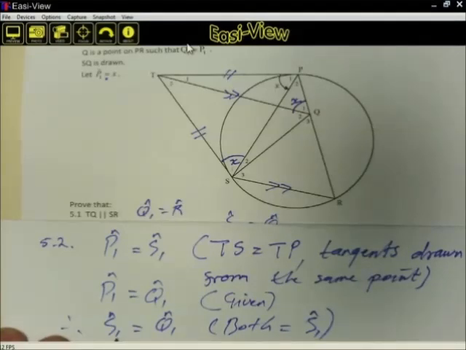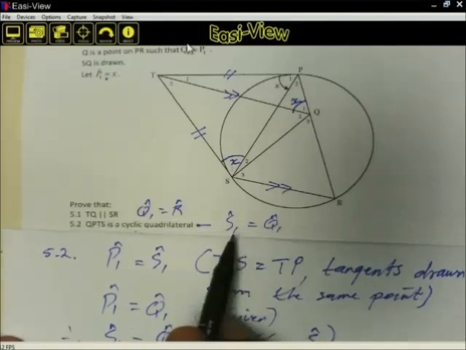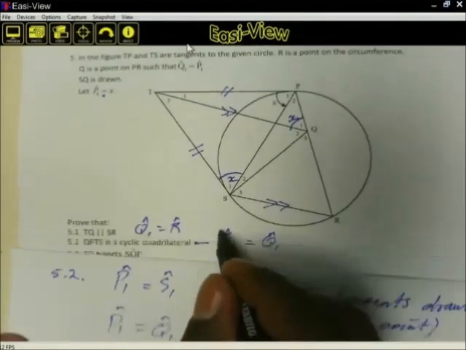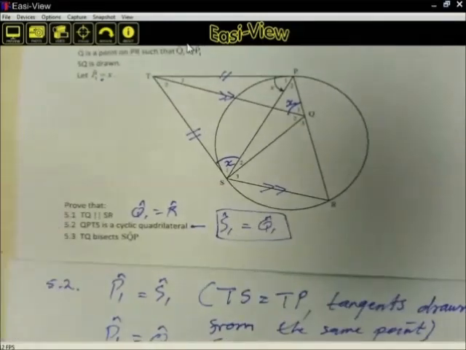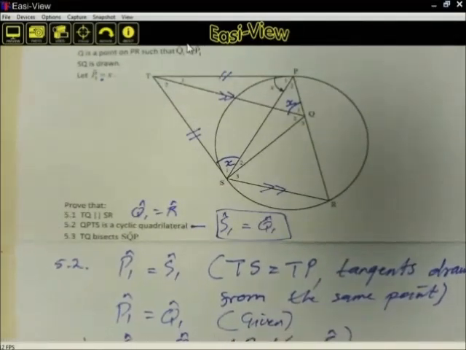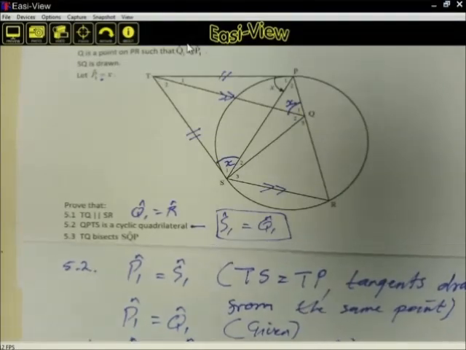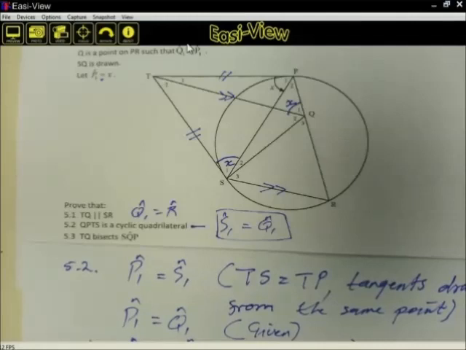Now, if S1 is equal to Q1, remember that was the destination target. This was our target. This is where we want to come in order to prove that QPT is a cyclic quad. Therefore, we have arrived at that stage to say S1 is equal to Q1. Now you draw a conclusion.